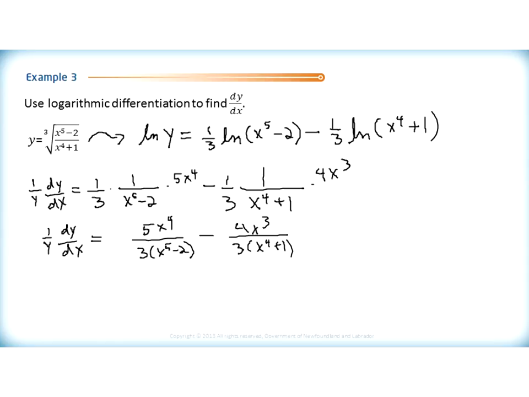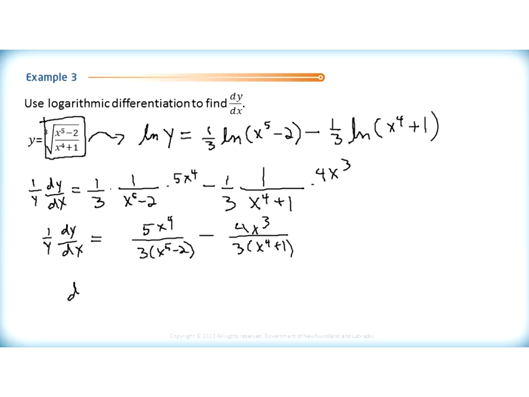Now, we should get a common denominator and try and simplify, but there comes a point when you say you've got to be reasonable in terms of what's an obvious simplification and what isn't. I don't think that is. So we're going to leave that as it is. We are, however, going to multiply both sides by y, which is, of course, this stuff.